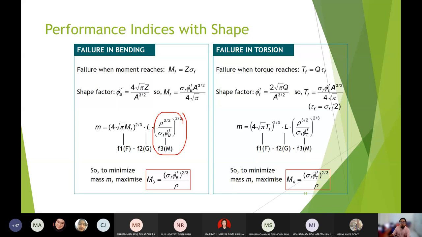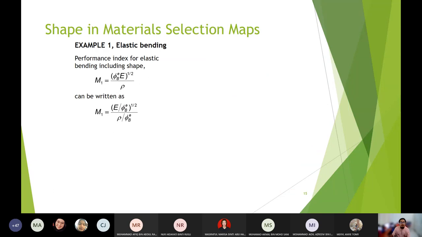Okay. So I will discuss this more in further detail during tutorial nanti. Okay, tutorial. But you will have further discussion on this. Okay. So I talked about the performance index for elastic bending including shape. How do we use it?